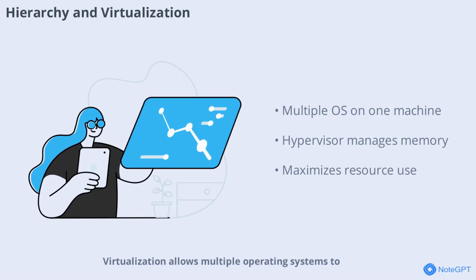Virtualization allows multiple operating systems to run on a single physical machine. Each virtual machine has its own memory hierarchy, managed by the hypervisor. Efficient memory allocation and sharing are essential for maximizing performance and resource utilization in virtualized environments.